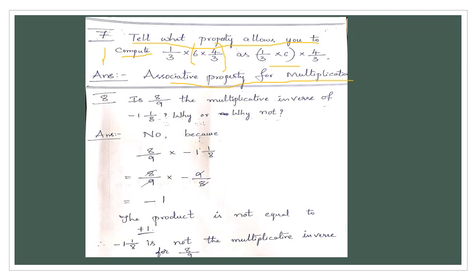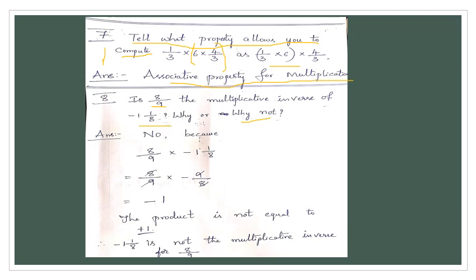Then the 8th main, children, is 8 by 9. Is 8 by 9 the multiplicative inverse of minus 1 by 8? Why or why not? If it is yes, we want to say why. If it is no, we want to say why not. That means we want to give a reason for our answer. Children, actually for 8 by 9, minus 1 by 8 is not the multiplicative inverse.